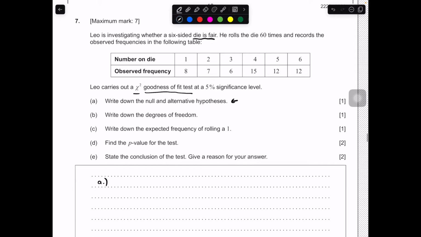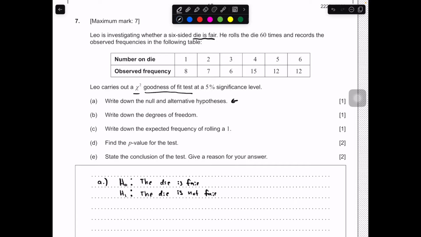So if we were to write out H0 and H1, the null and alternative hypothesis, the null is the die is fair. And the alternative would be that the die is not fair. Essentially, it's the opposite.